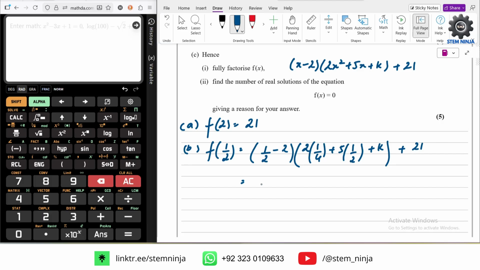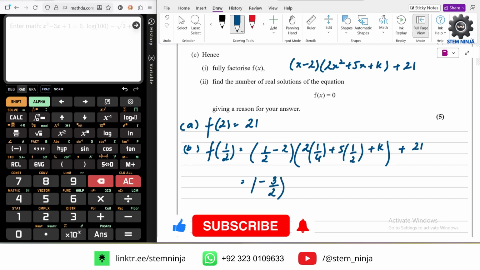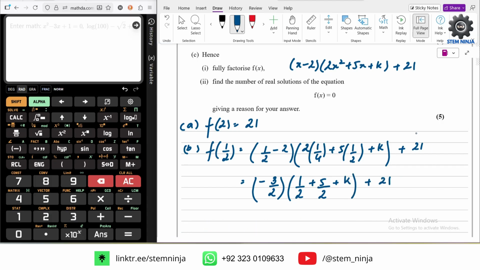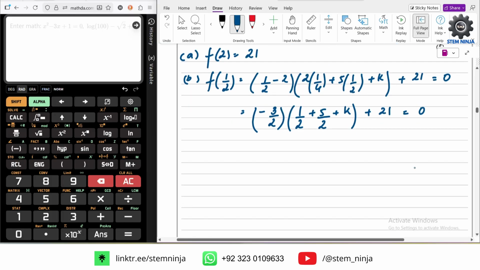So half minus 2, that is 0.5 minus 2, that is negative 3 over 2. This is 1 over 2 plus 5 over 2 plus k plus 21, and once again this is equal to 0. So we simplify this a bit further. This becomes minus 3 by 4, 3 times 5, 15 over 4.